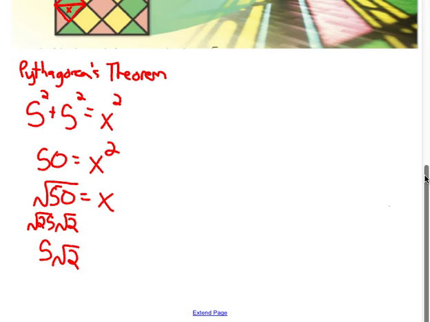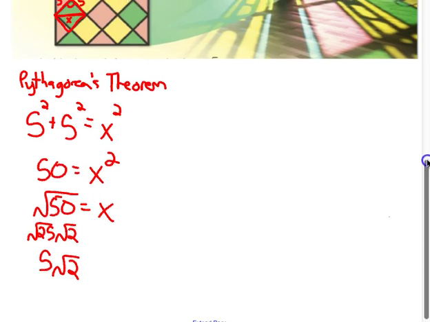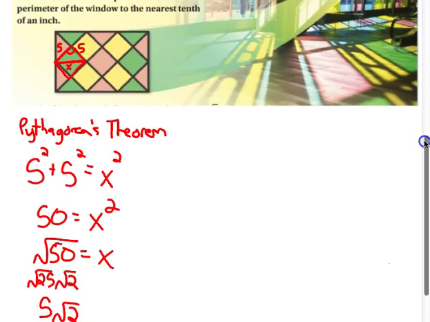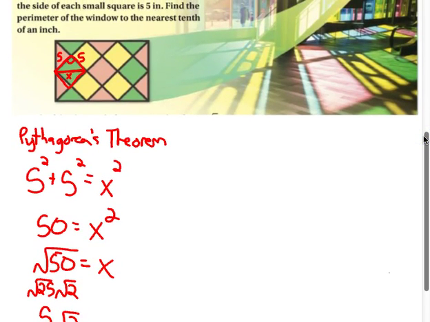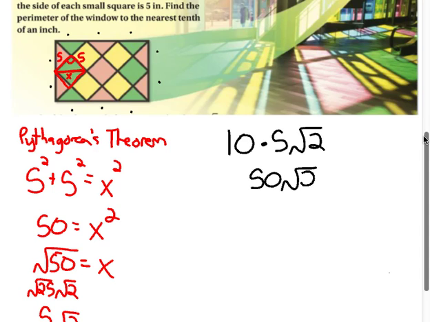So that length is actually 5 square roots of 2 each, okay? So that's each diagonal. If we want the perimeter of this thing, we need to count up how many of those diagonal pieces I have. I have 1, 2, 3, 4, 5, 6, 7, 8, 9, 10 of those diagonal pieces. So I have 10 of those 5 square roots of 2, or 50 square roots of 2.